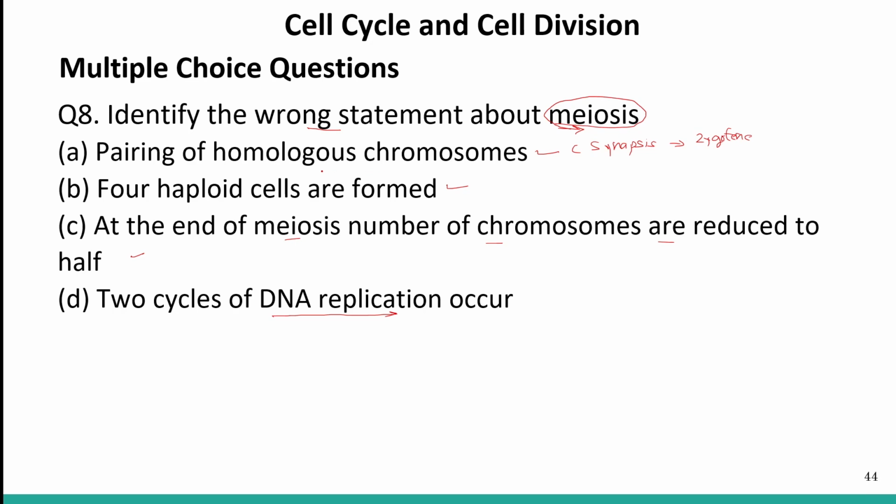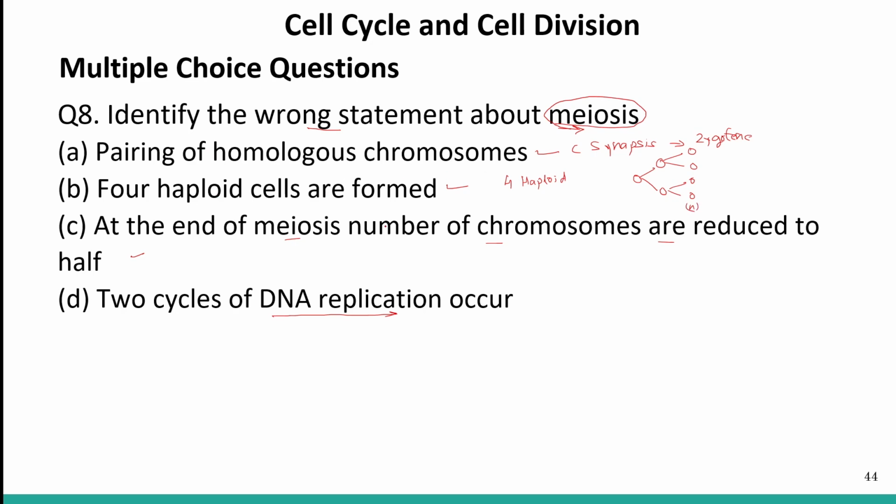Okay, so coming to the next one, 4 haploid cells are formed. We know that at the end of meiosis, 4 haploid cells are formed, which are unique. Okay, one cell gives rise to 2 initially during meiosis 1, and then 4 cells are formed from these 2 cells, which are haploid.